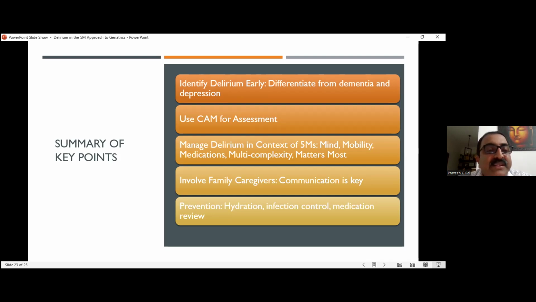And prevention is the key. Again, another key. Delirium can be prevented. If we understand what causes delirium, what are the contributors to delirium, then it is easy to prevent. In palliative care, one of our dictums is prevent the preventable. We cannot prevent everything, right? But whatever is preventable, prevent it. And that will prevent delirium also.